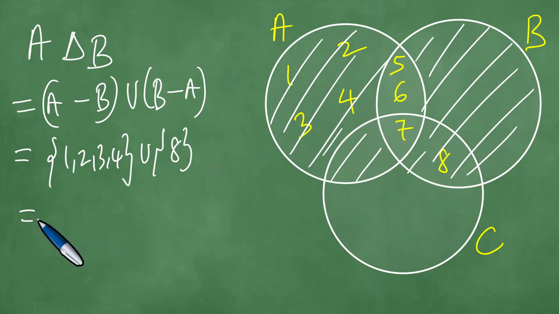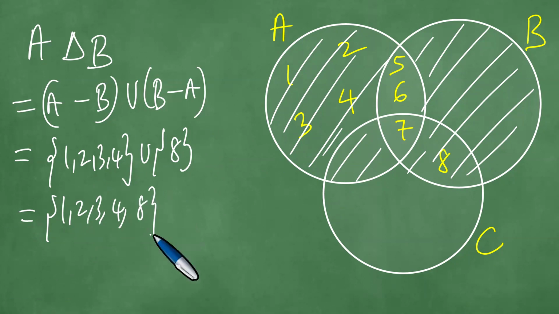Okay, and then now you take the union, which is 1, 2, 3, 4, 8, like this. Okay, that's what we have here. So that is the symmetric difference of A and B. But now, if you look at the symmetric difference of A and B, you can just take the elements that are in the shaded parts of the diagram, of the Venn diagram.